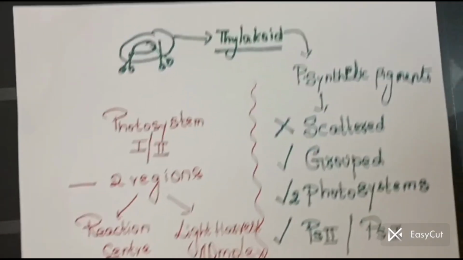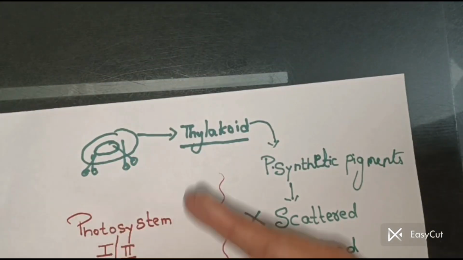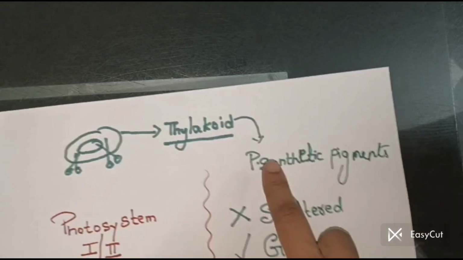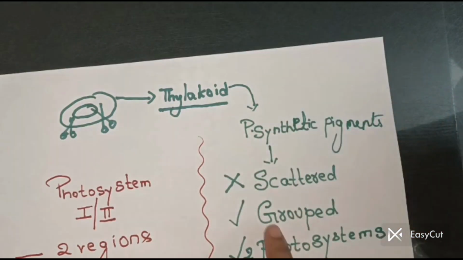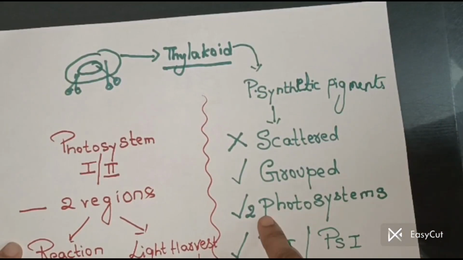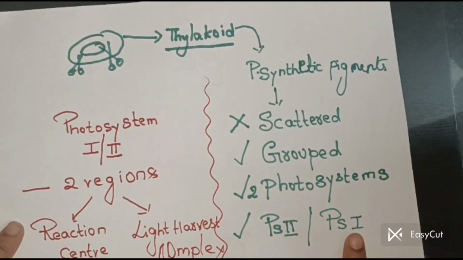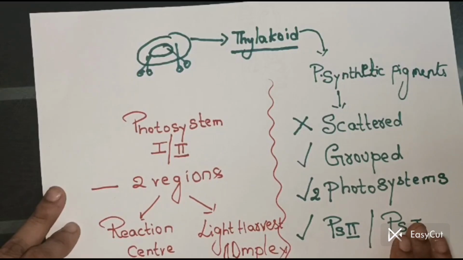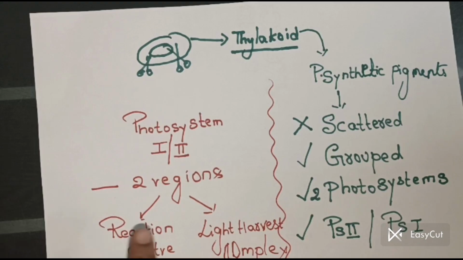Is this clear? How many types of photosystem? Can you just see, I have taken the thylakoid, I just took a small portion, and I'm saying the photosynthetic pigments are not scattered. They are grouped, and these groups of photosynthetic pigments are called photosystems. In the higher plant there are two photosystems, one is PS2, the other one is PS1. In PS1 and PS2, there come two regions. One is a reaction center, you can see it very clearly.